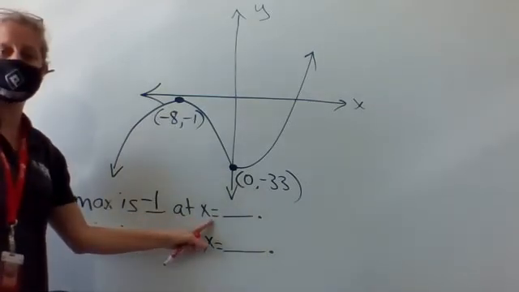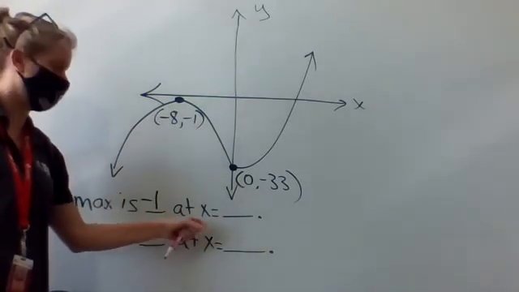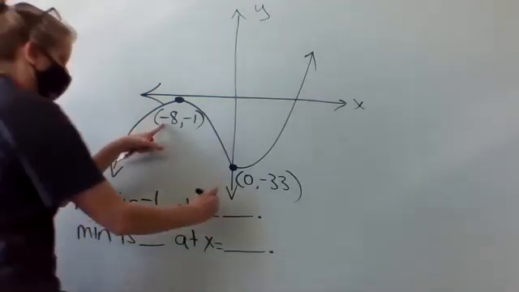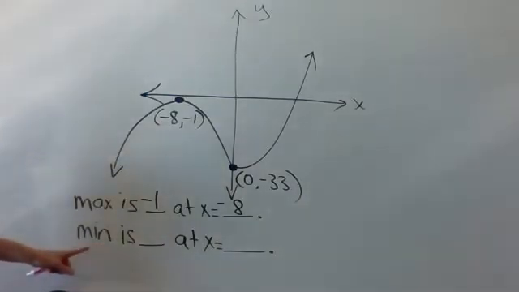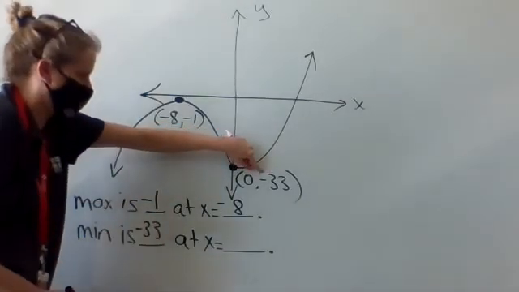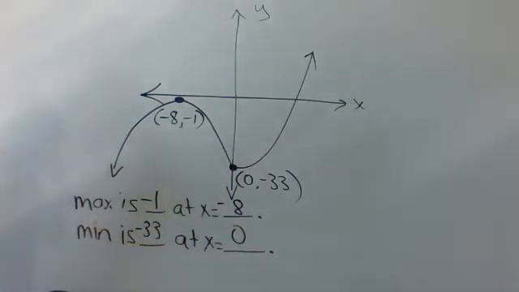And this kind of also gives you a clue because the second blank actually says x equals blank, right? What is the x here? -8. What's the minimum value? What's the lowest? -33, and it occurs at x equals 0.